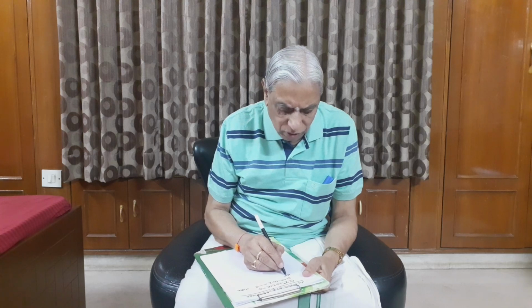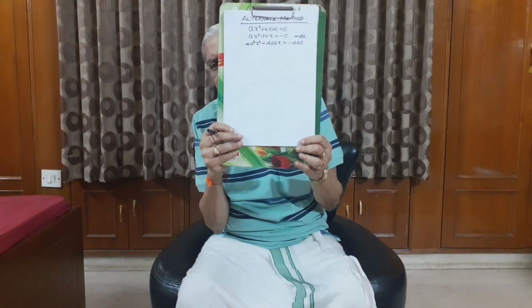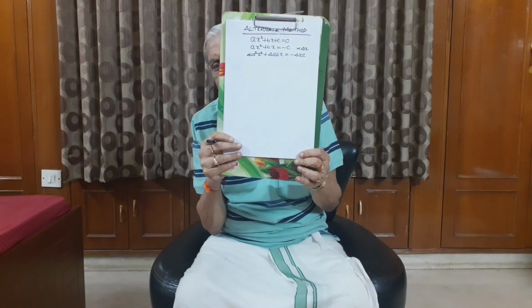What is it? 4a into ax is 4a squared x squared, plus 4a into bx is 4abx, that is equal to minus c into 4a, which means minus 4ac. Can you see that? I multiplied the entire equation by 4a.